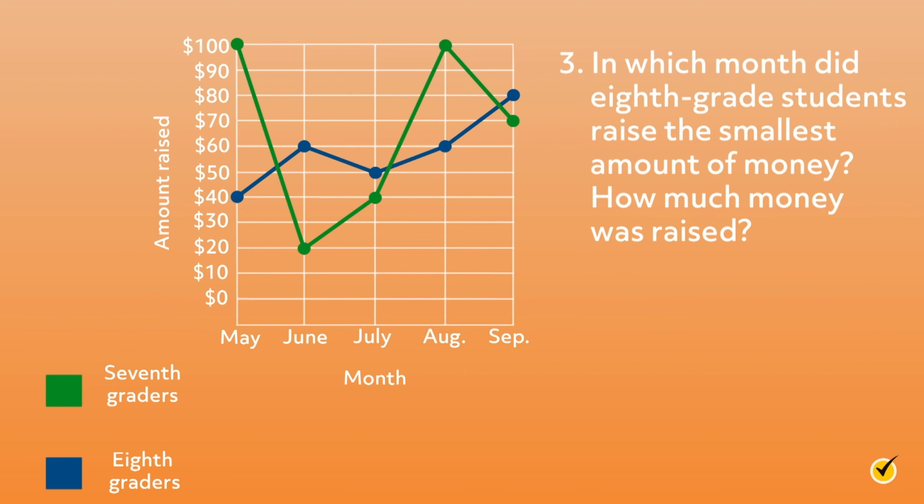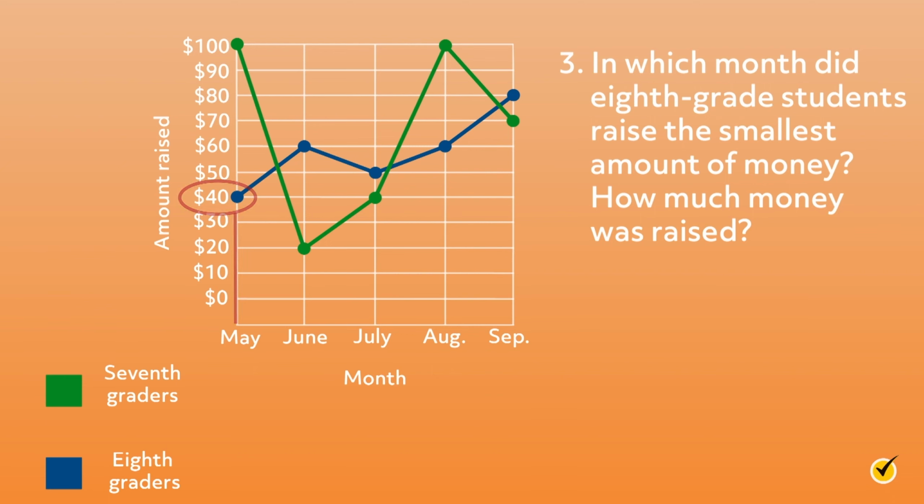In which month did 8th grade students raise the smallest amount of money? How much money was raised? We can find the answer by examining the blue markers representing the 8th grade data points in each month. The month that the marker is placed the lowest is in May, when they raised $40.